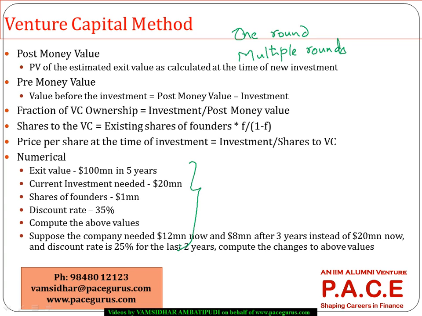I am trying to get into a venture capital investment in a firm. They are thinking of investing 20 million in that firm, right? A new investment of 20 million is required, but the founders are projecting that the firm would be worth 100 million in 5 years, and the shares of the founders are around 1 million. Not $1 million, 1 million shares are there for the current founders, and they have applied a discount rate of 35%. So based on this, if I have to find out how many shares the VC would be getting and what the price per share is, we can do these basic calculations.